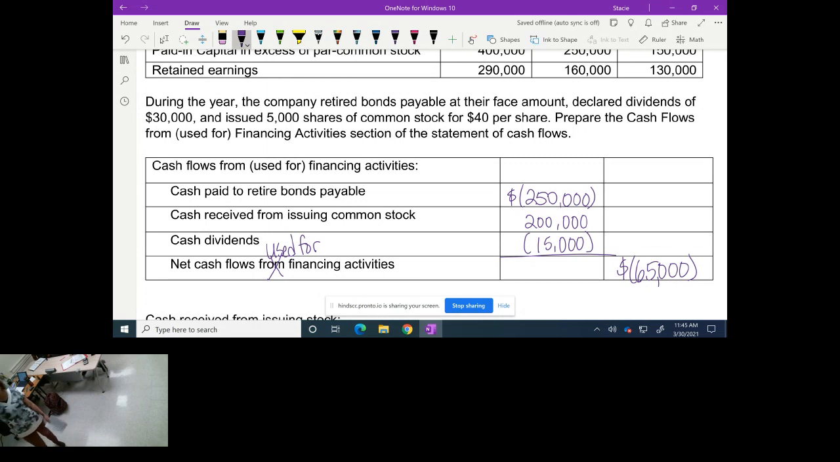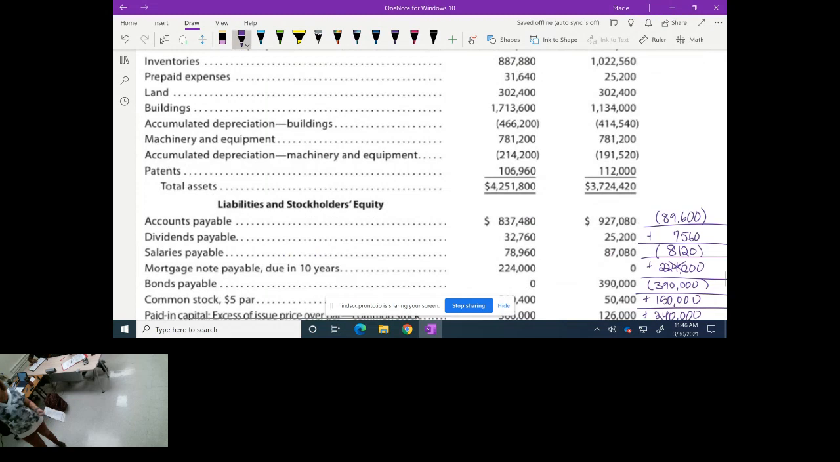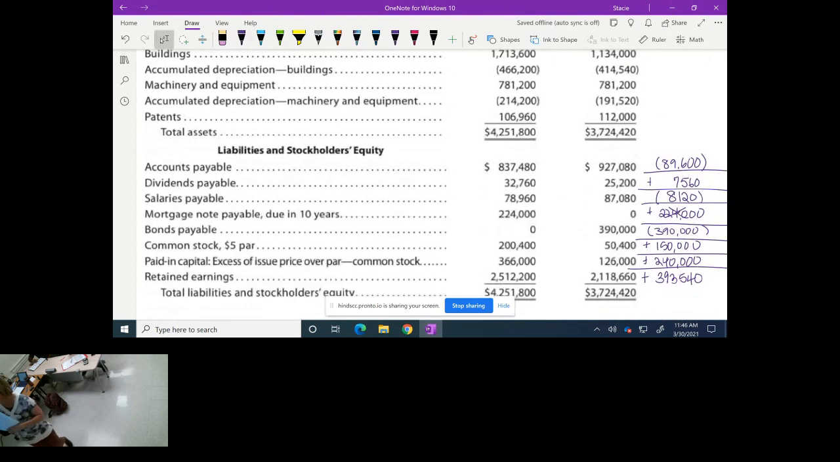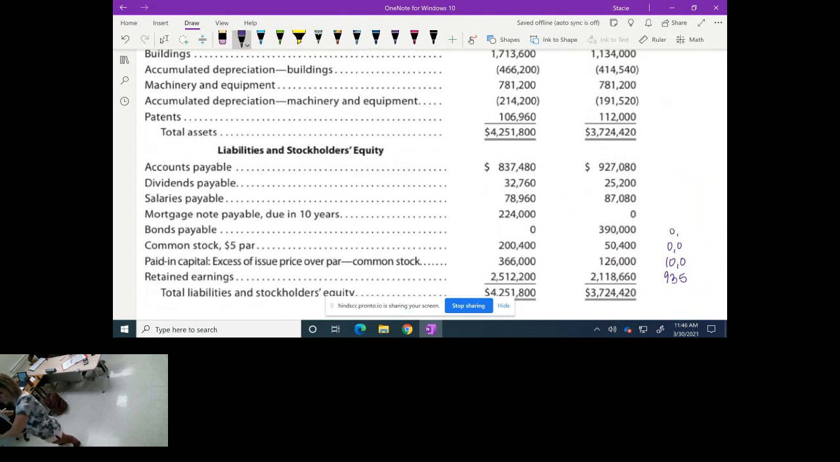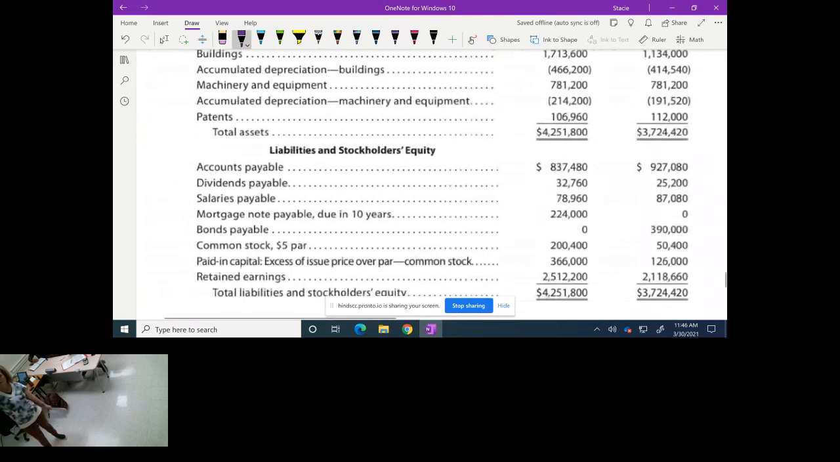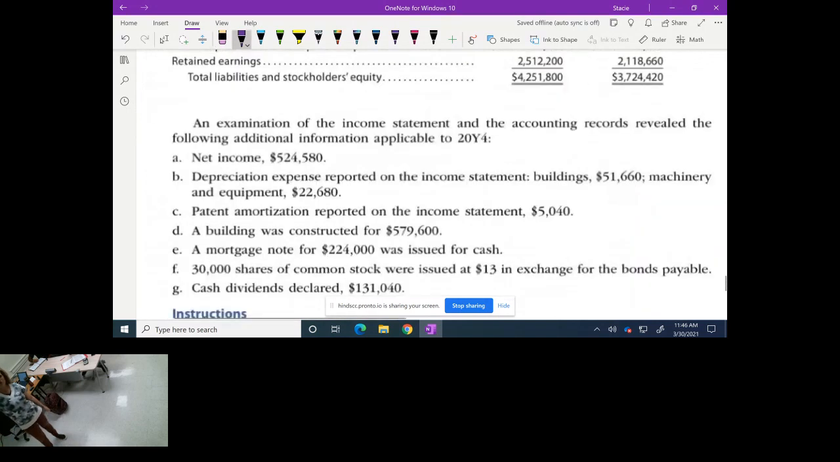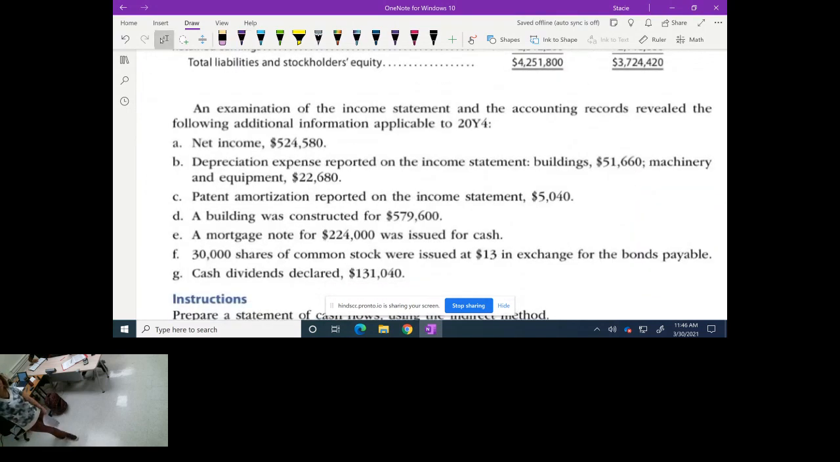All right. So the last thing we're gonna do is put it all together. What I want y'all to do first, we've got comparative financial statements, or the balance sheet, for this company, Harris Industries. And down here at the bottom, we've got some additional information.